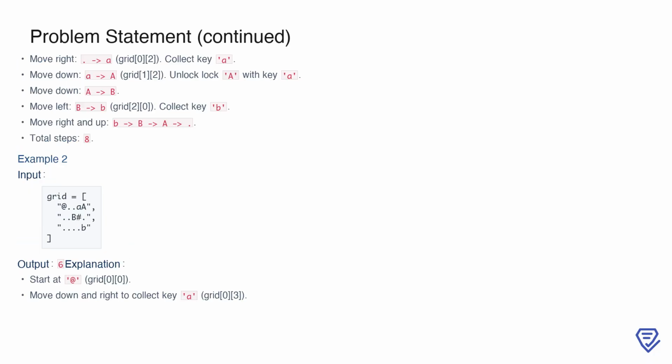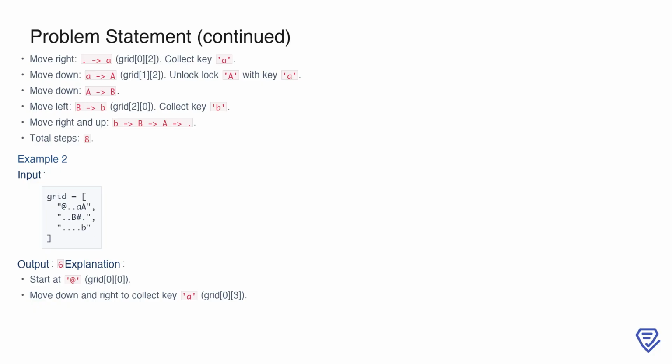Breaking down the steps in the first example further, you start at @ in the top left corner. Moving right, you pass through an empty cell to reach the key a. After collecting a, you move downward to unlock the lock A with the key you just acquired. Continuing downward, you reach another lock, B, and move left to collect key b. With both keys in hand, you return to the start by backtracking through previously visited cells. The total number of steps is 8.